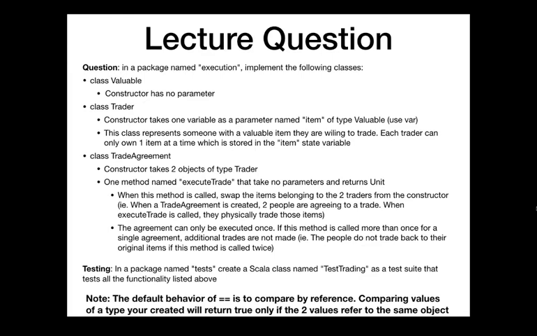A class named Trader. This is going to represent a person who owns one valuable item, and they're willing to trade that item with another trader. They're willing to swap items, and they can only have one item at a time. No data structures here, just one item. They take that item as the parameter of their constructor, and that item is going to be named exactly item, lowercase i. So since this has a clearly defined name, in your testing you can access that variable, because we're all going to name it.